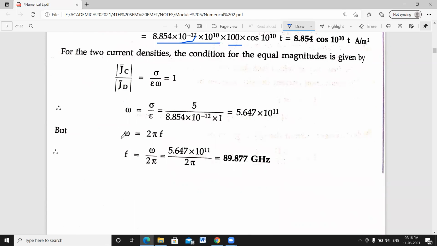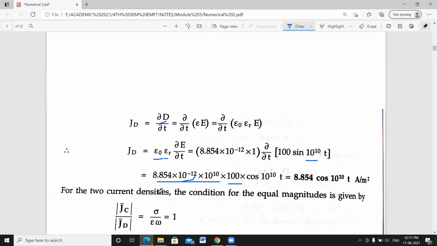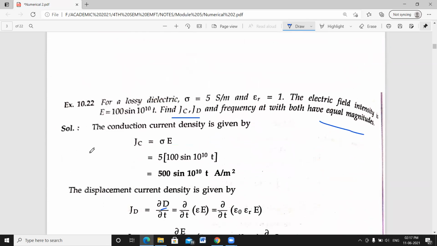We know that omega is 2 pi f. We got our omega, so we can find the frequency. f is going to be omega by 2 pi. Just substitute here, then you'll be getting 89.877 gigahertz. This is also important. It may be asked for 6 or 4 marks in the exam.